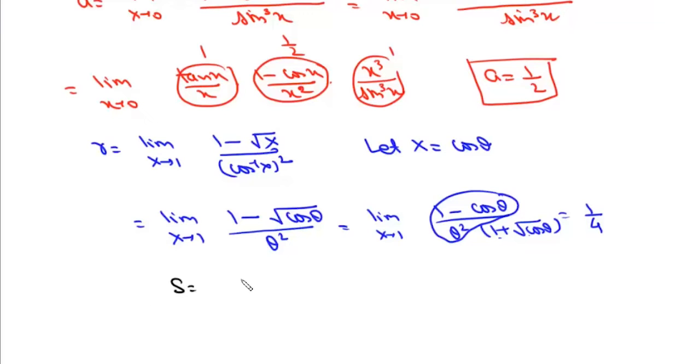Sum of this infinite GP will be a upon 1 minus r. Value of a is 1 by 2 and value of r is 1 by 4. So this value will be simply 2 by 3, and that is the answer to this question.